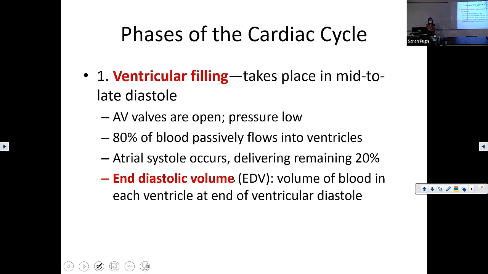The first phase of the cardiac cycle is what we call ventricular filling. This is exactly what it sounds like. The ventricles are filling up with blood. Now, in order for ventricles to fill up with blood, I want you to think of heart anatomy. This means that the AV valves, the ones between the atria and ventricles, have to be open, because think about how blood is flowing. It's flowing from atria down into the ventricles. So the AV valves are open.